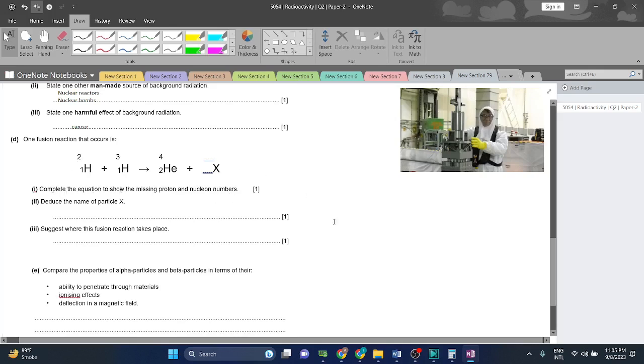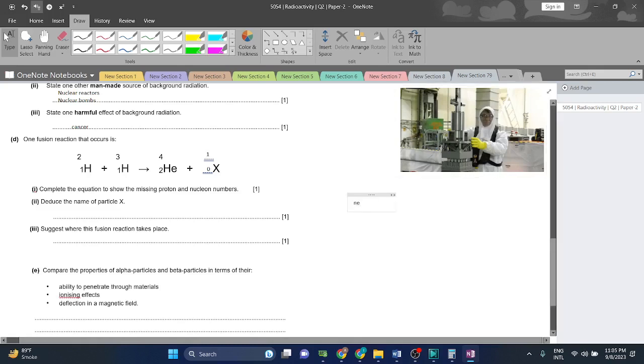Let's move ahead. One fusion reaction that occurs: complete the equation to show the missing proton and nucleon number. So what will be left for us on top is 1 and at the bottom 0. So as we can see this is a neutron. Deduce the name of the particle X. The name of the particle X is a neutron.